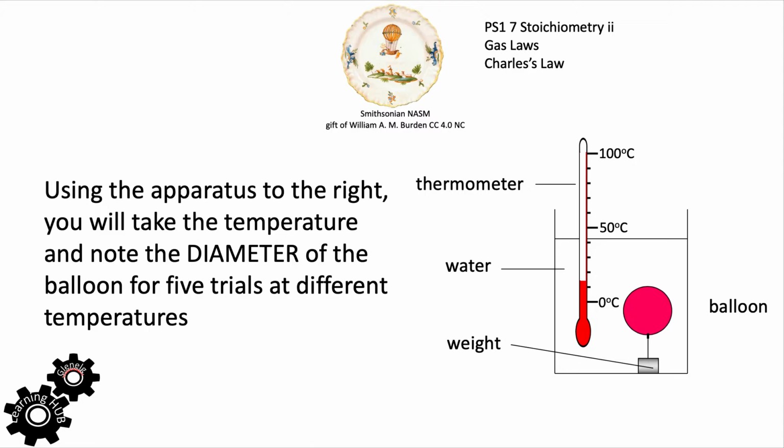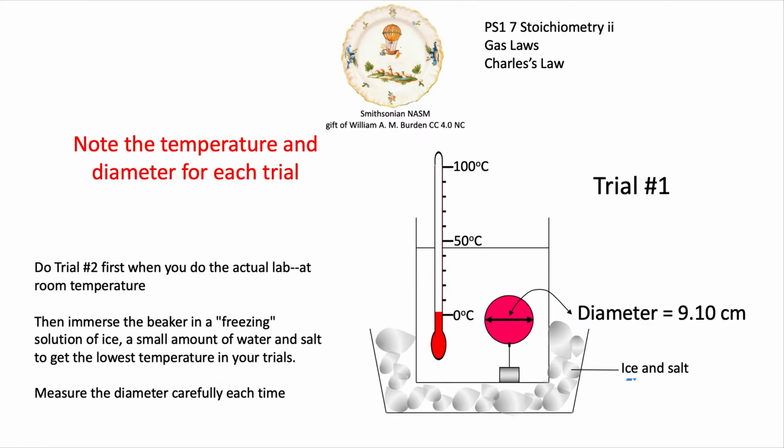And what you're going to do throughout the examples that are here, you're going to note the diameter of the balloon for 5 different trials at different temperatures. First one here, it's nearly immersed in an ice salt bath. You can see the diameter there, and you can read the thermometer, and you are going to collect the data, so you will need a data table.